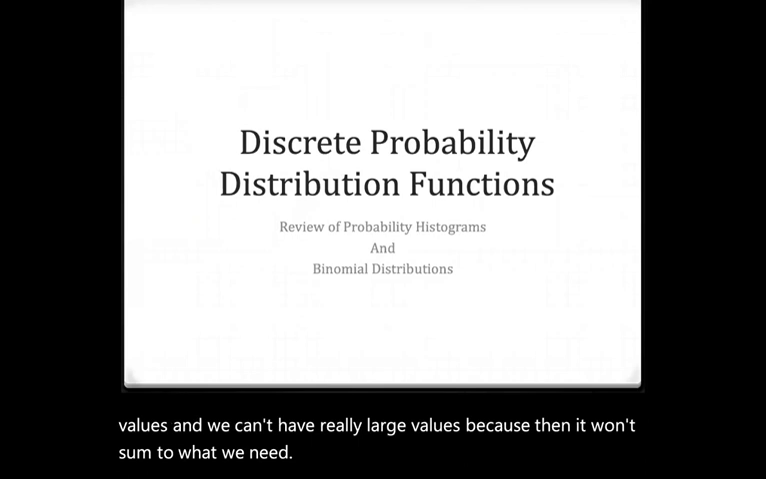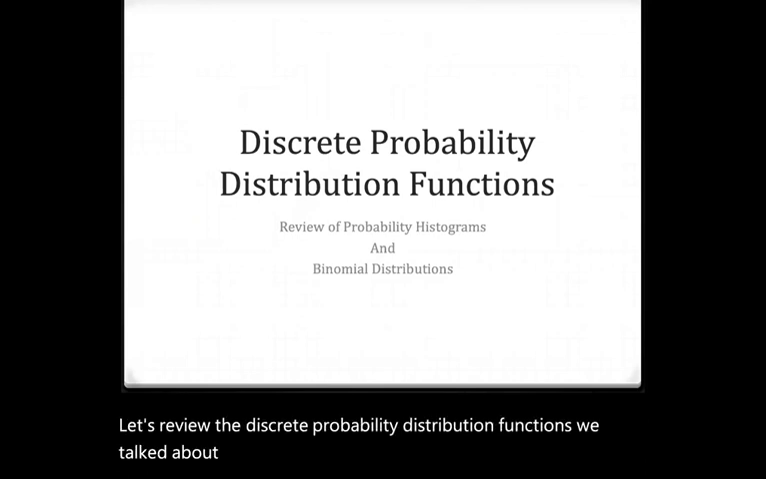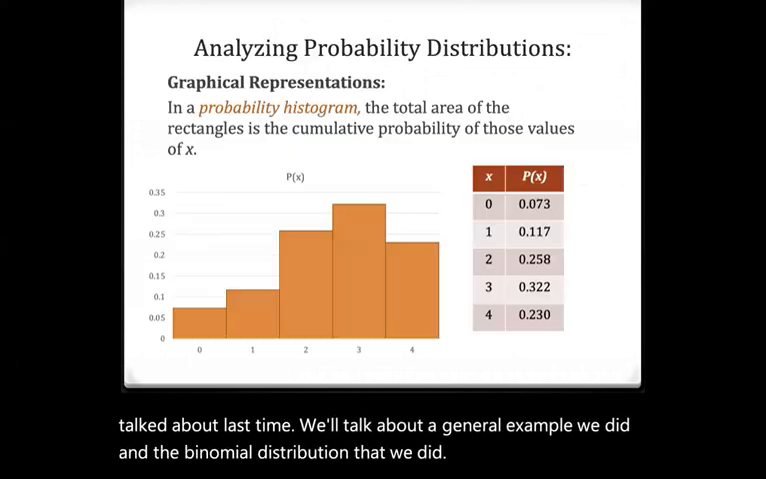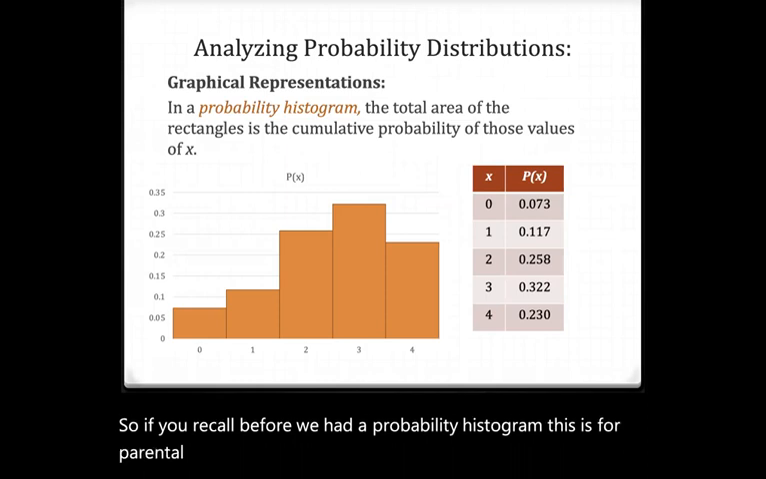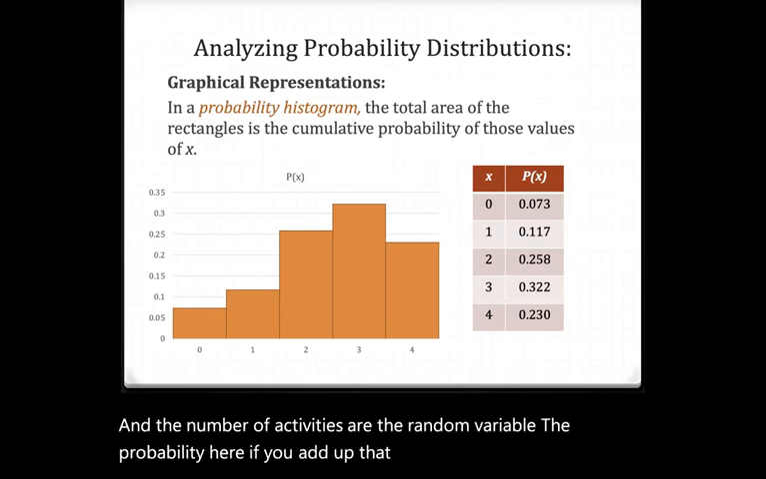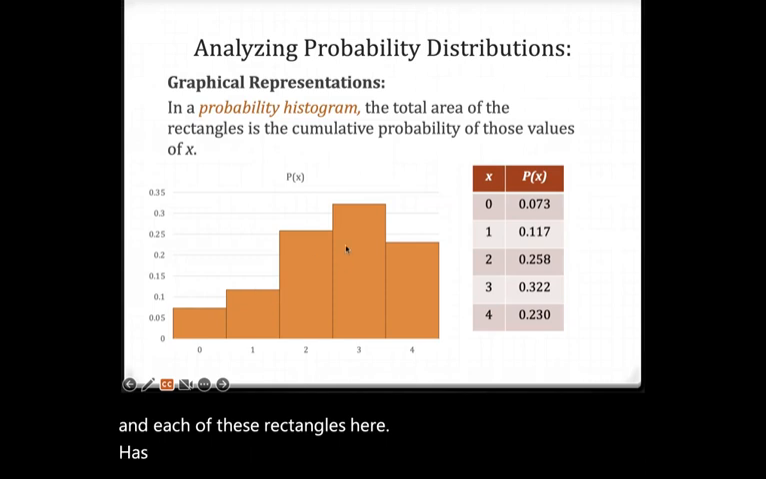Now, let's review the discrete probability distribution functions we talked about last time. We'll talk about a general example we did and the binomial distribution that we did. So if you recall before, we had a probability histogram. This is for parental involvement, and the number of activities are the random variable. The probability here, if you add up that entire column, will sum to 1. And each of these rectangles here, right, has a height that matches the probability.